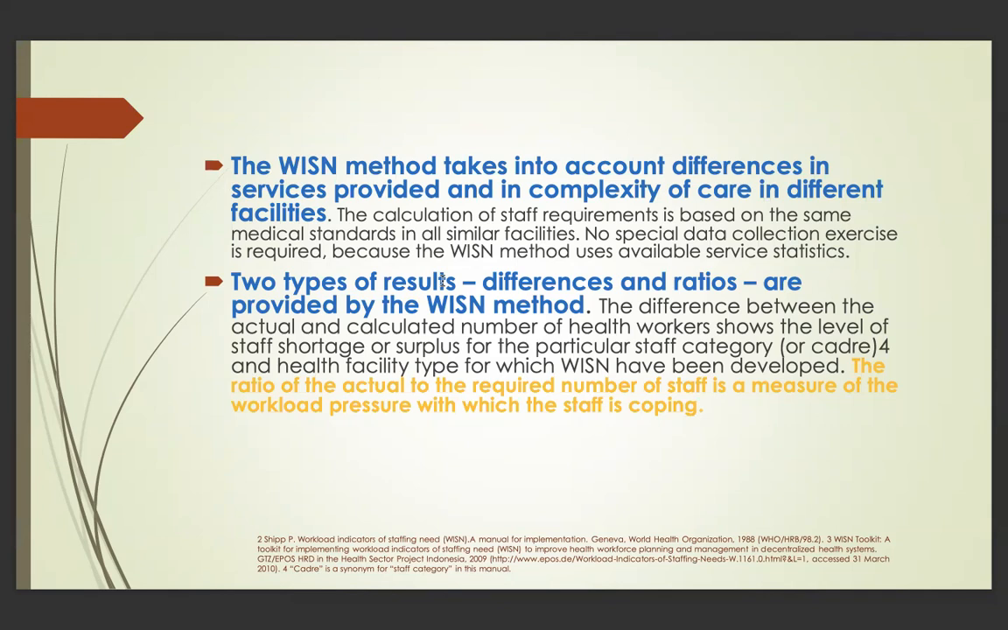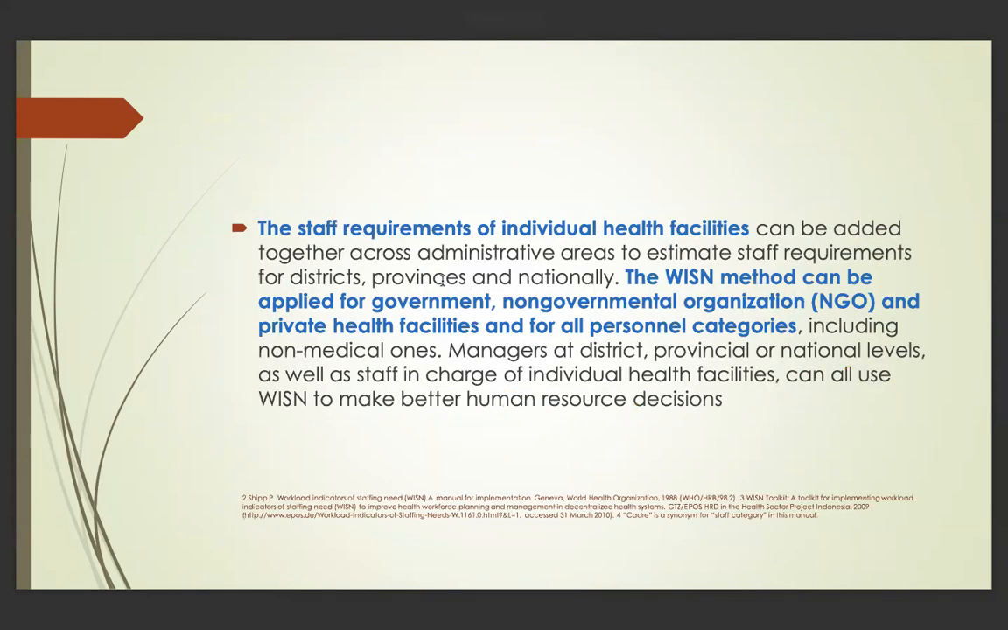2 types of results, differences and ratios, are provided by the Wyzen method. The ratio of the actual to the required number of staff is a measure of the workload pressure with which the staff is coping. The staff requirements of individual health facilities can be added together across administrative areas to estimate staff requirements for districts, provinces, and nationally. The Wyzen method can be applied for government, non-government organizations, and private healthcare facilities and for all personnel categories, including non-medical ones. Managers at district, provincial, or national levels, as well as staff in charge of individual health facilities, can also use Wyzen to make better human resource decisions.